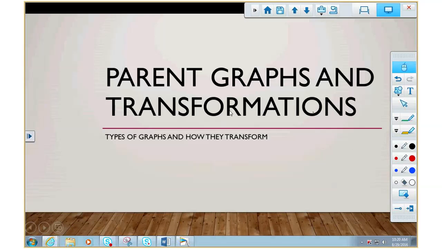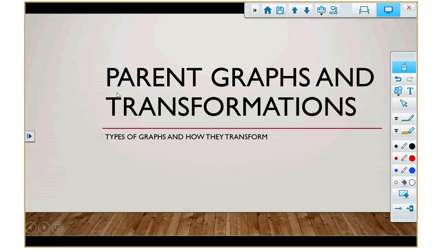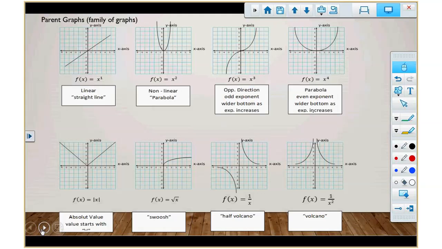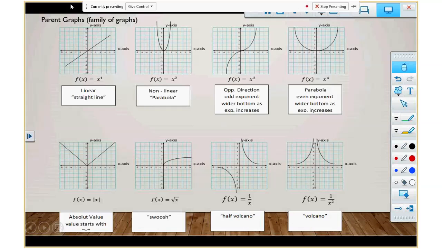Now, get your piece of paper out, preferably graph paper, take your straight edge, put it in landscape, and I want you to draw one line across and 3 lines down, so you'll have 8 sections, because you're going to draw these guys. These are called the parent graphs, also called family of graphs. Write them down.